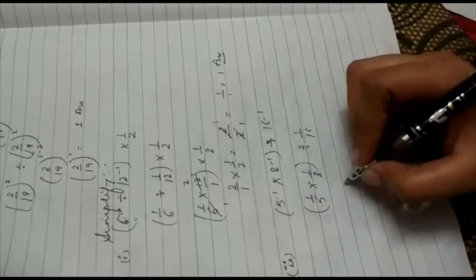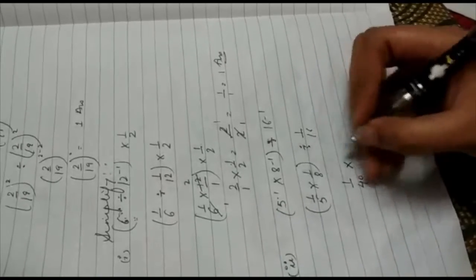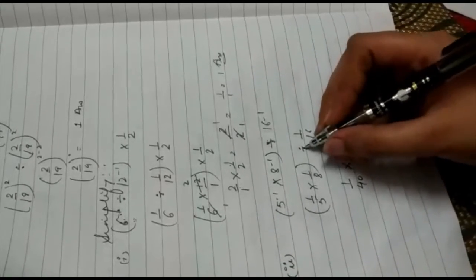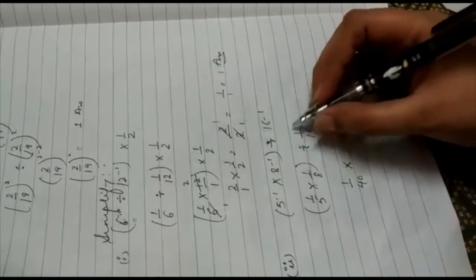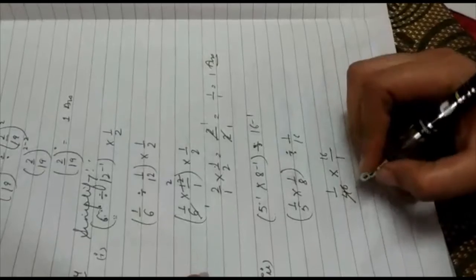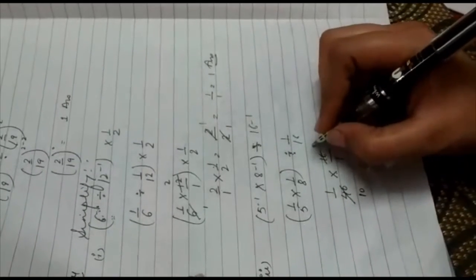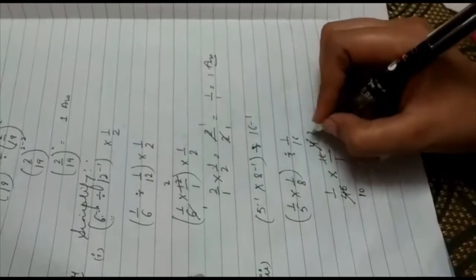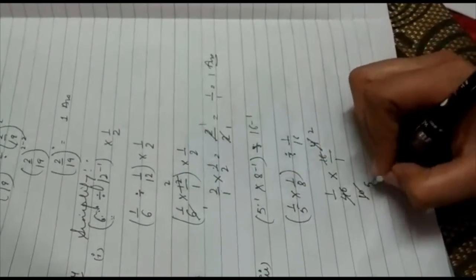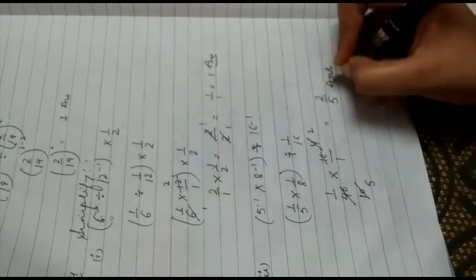So here 1 ones are 1 and 8 fives are 40. Now I am putting a multiply sign in place of the divide sign. So what do we have to do? We have to take the reciprocal of this. I'll reduce this. 4 tens are 40. 4 fours are 16. 2 twos are 4 and 2 fives are 10. So what is left? 2 upon 5. This is our answer.